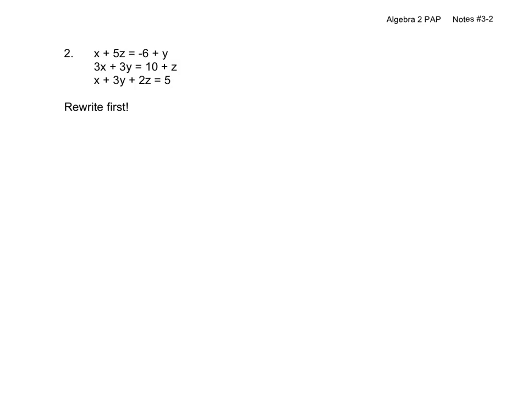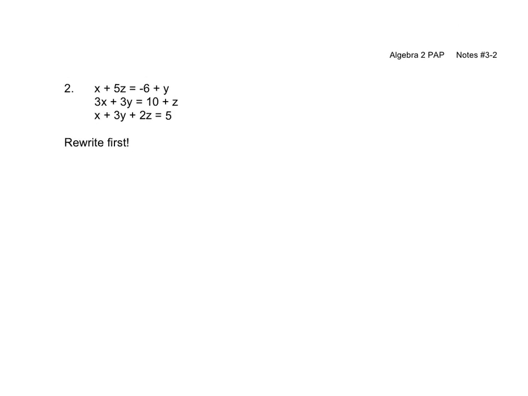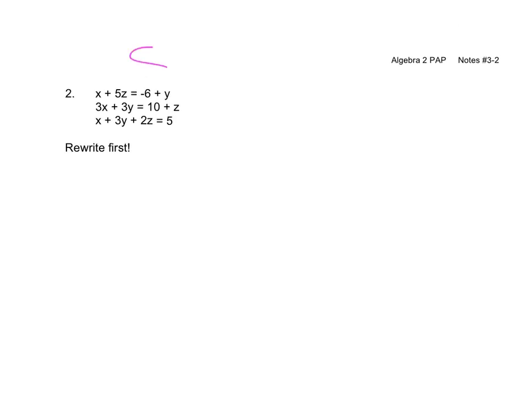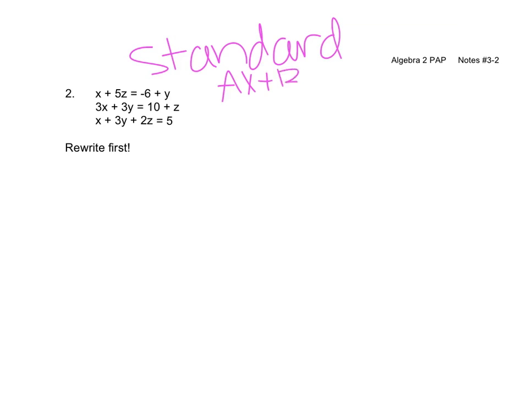Okay, so notice these three equations here. They don't have the x, y, and z all on the same side. So make sure that your equations are in standard form, which is ax plus by plus cz equals d. So just make sure x, y, and z are all on the same side. So you might have to do something to your equations before you can actually start using elimination.